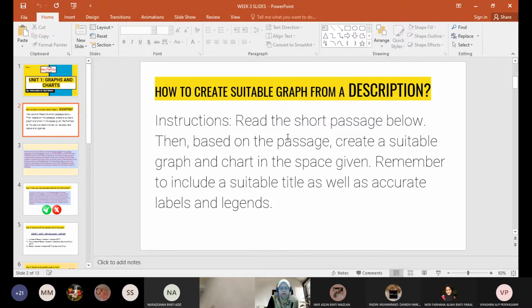Okay, instructions. Read the short passage below. Then, based on the passage, create a suitable graph or chart in the space given. Remember to include a suitable title as well as accurate labels and legends. So, if you get these kinds of questions in your test, make sure that for every graph and chart, it is compulsory for you to include the title, labels, and also the legends.